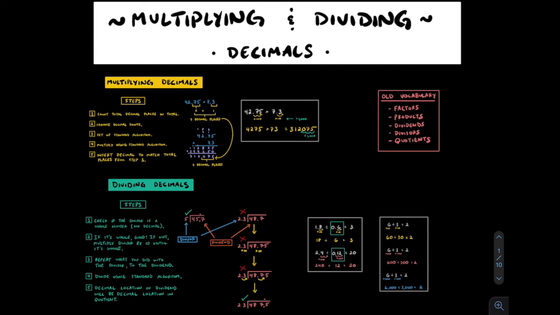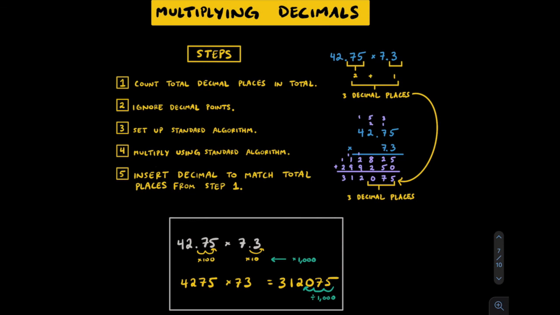Let's get into it. In order to multiply decimals easily, it's important that you already understand how to use the standard algorithm for multiplication. I've summarized the process for multiplying decimals into 5 easy steps here. In step 1, we're going to count the total decimal places that we have in total. When I say that, I'm talking about the number of numbers to the right of the decimal place.